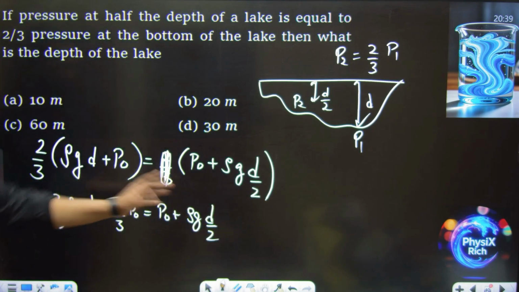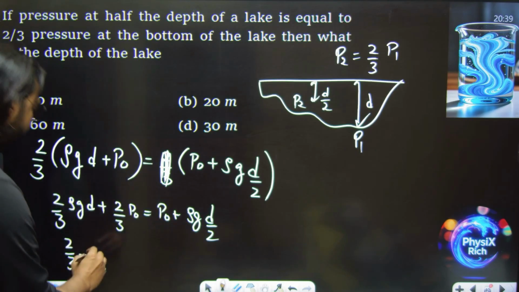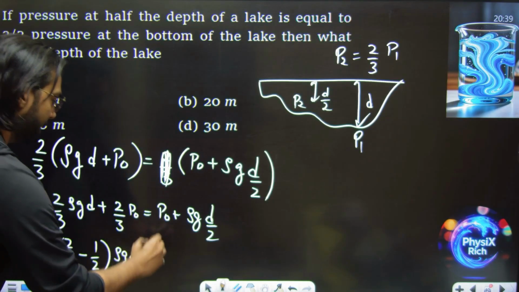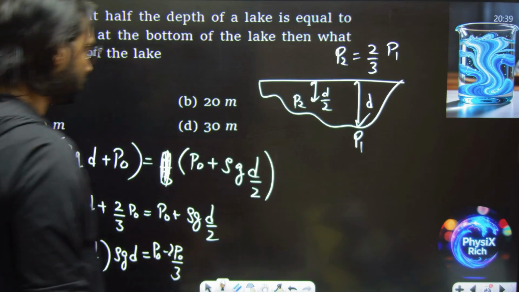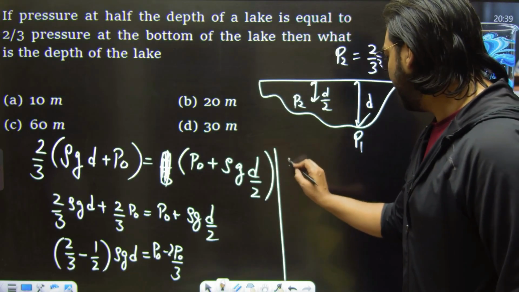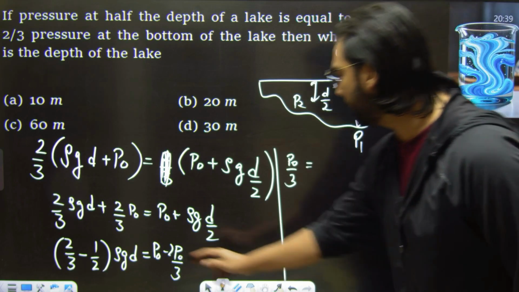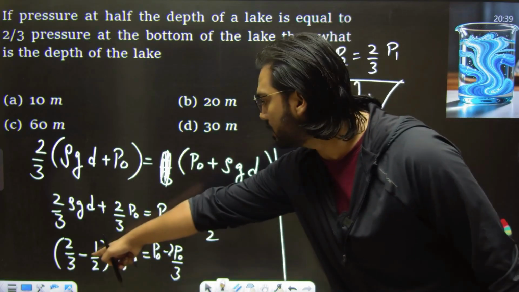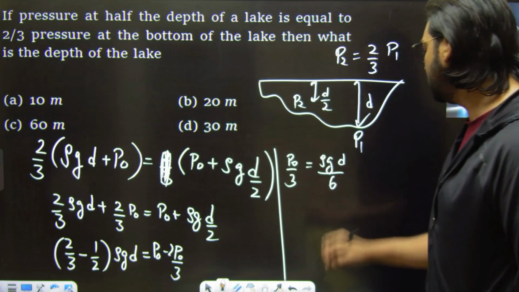Okay, I'll take the like terms on the same side. It becomes (2 by 3 minus 1 by 2) rho g D, and that is P naught minus 2 P naught by 3. Okay, and if I solve this, what do I get? I get P naught by 3 equals, you see, P naught minus 2 P naught by 3 is P naught by 3. Okay, 1 minus 2 upon 3 is 1 upon 3. And 2 upon 3 minus 1 upon 2 is rho g D upon 6.